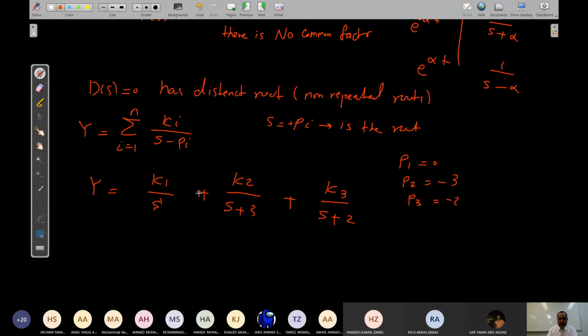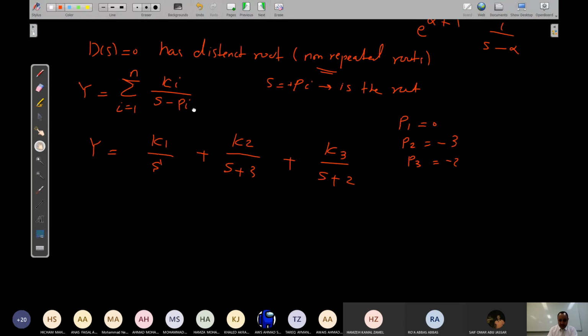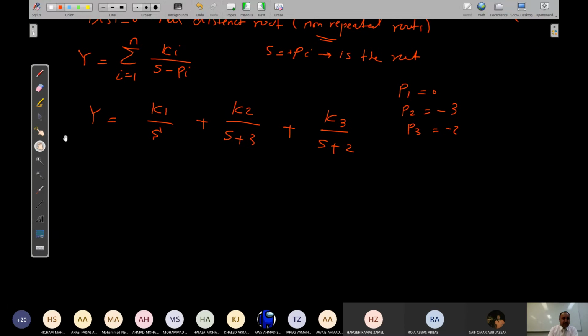Now, how to find K1, K2, K3 in this case? In the case of non-repeated roots, the thing is very simple. Ki will equal s minus Pi multiplied by Y of s, evaluated at the root, s equal to Pi.